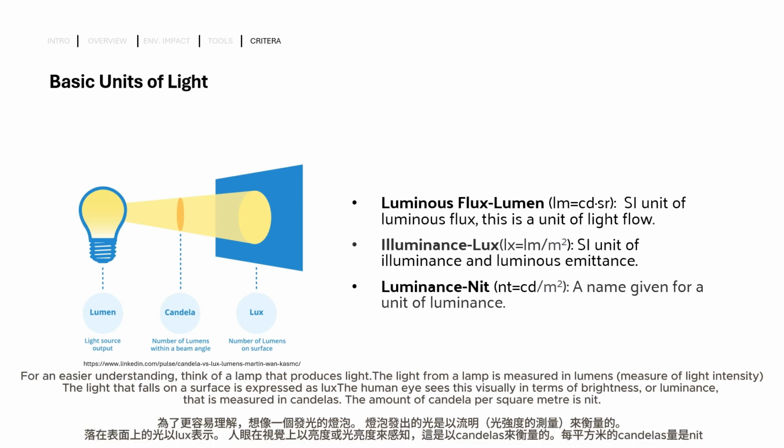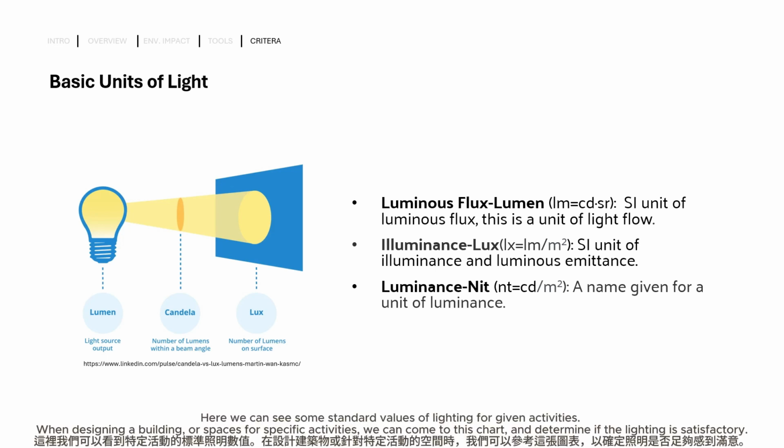For an easy understanding of this concept, think of a lamp that produces light. The light from a lamp is measured in lumens, the measurement of light intensity. The light that falls on the surface, as seen in the blue surface on the left little image, is expressed as lux. The human eye sees this visually in terms of brightness or luminance that is measured in candelas, the middle part of the image on the left. The amount of candela per square meter is nit.